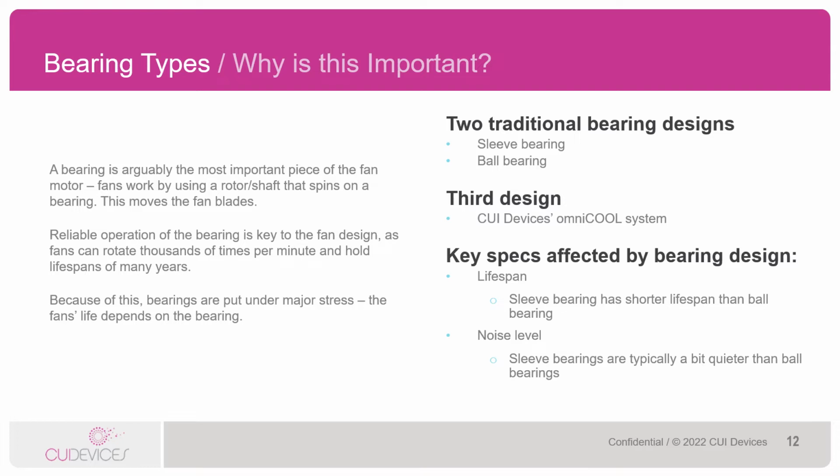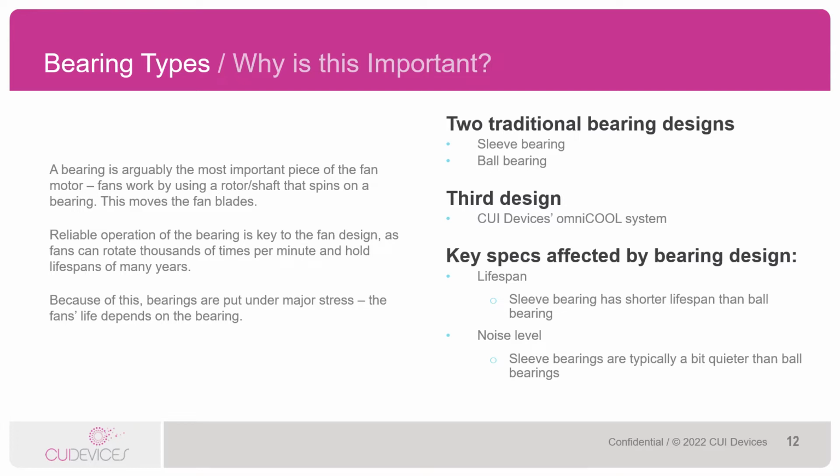A fan's bearing is arguably the most important piece of the fan motor. Fans work by using a rotor or shaft that spins on a bearing. This is what actually moves the fan's blades and delivers airflow. Reliable operation of the fan bearing is key to the design, as fans can rotate literally thousands of times per minute and hold lifespans of many, many years. Because of this, bearings are put under major stress. The fan's life depends on the bearing.